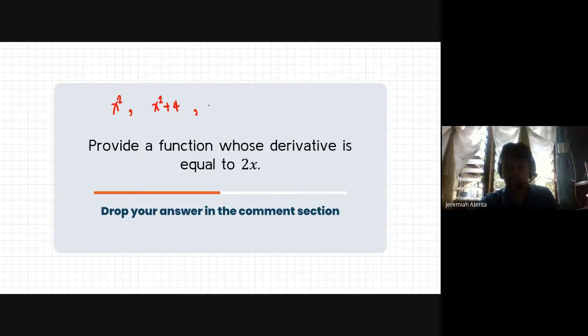What if I have x squared plus pi? Pwede ba yan? Can we have that function? Is the derivative still equal to 2x? Yes or no? Yes, right? So therefore, as long as you will just add a certain constant to x squared, the derivative will always be equal to 2x. Okay? So, I think nakukuha nyo na yung pattern.